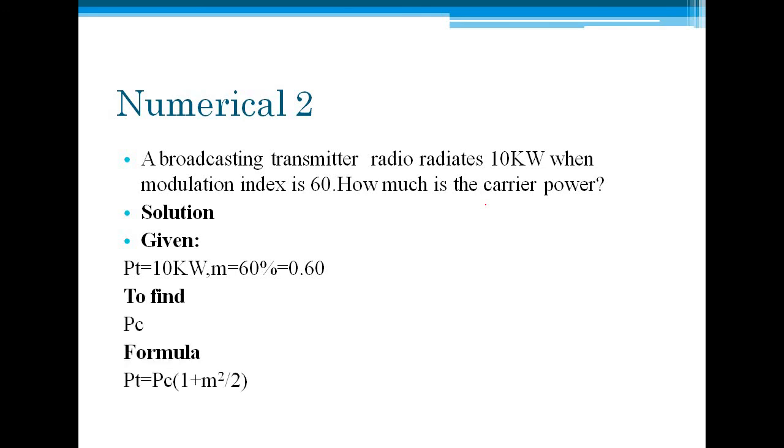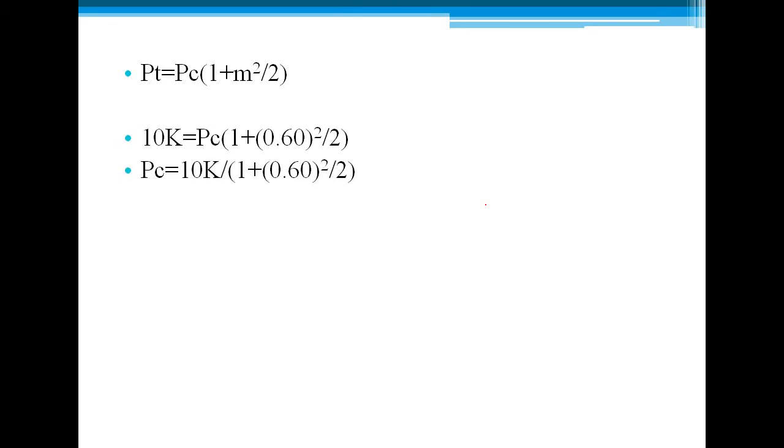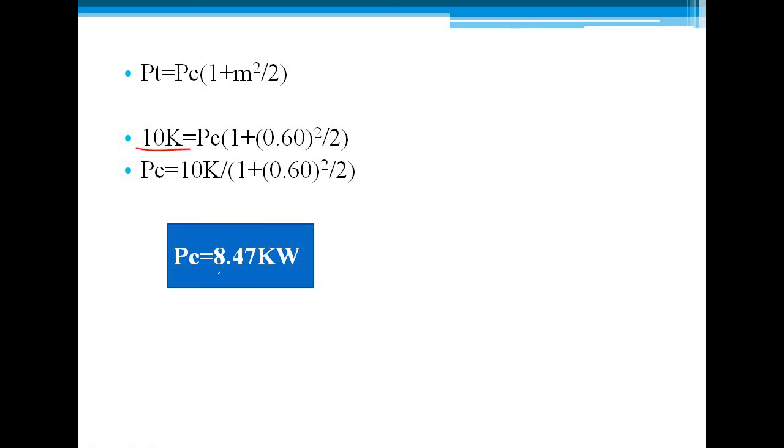The formula remains the same: PT equals PC times 1 plus m square by 2. We put in the values, and we get the carrier power by cross multiplication. So PC equals 10k, that is PT, divided by 1 plus 0.60 square by 2, and my carrier power comes out to be 8.47 kilowatt. Now you can directly see the total power is 10 kilowatt and the carrier power is 8.47 kilowatt.